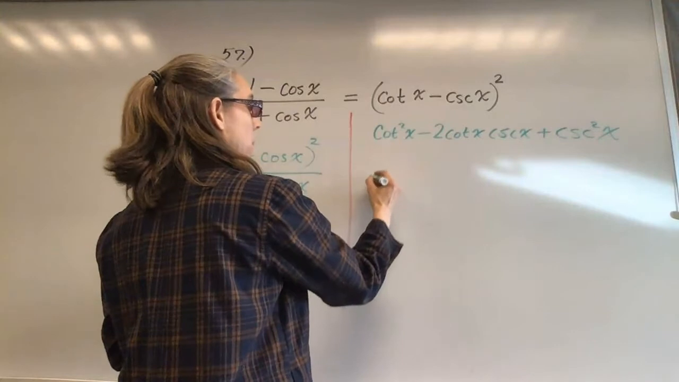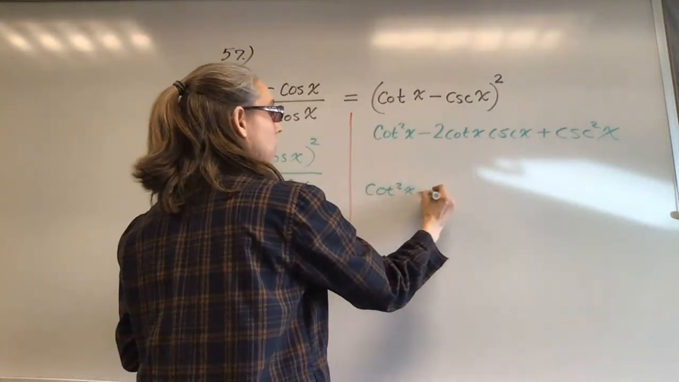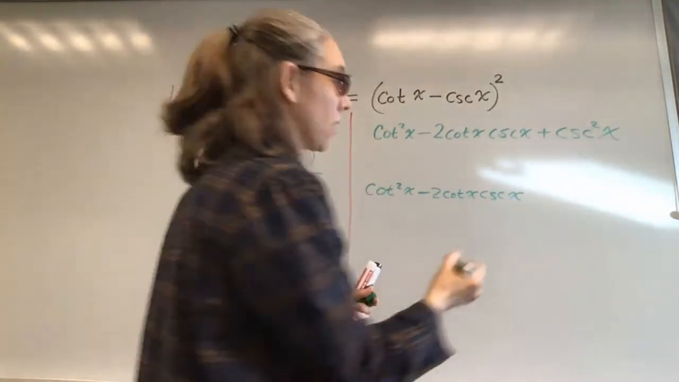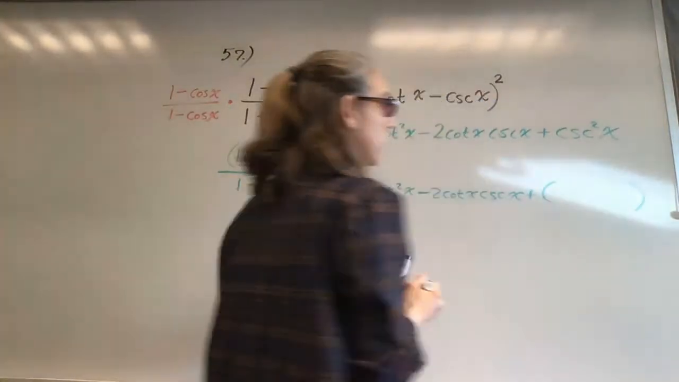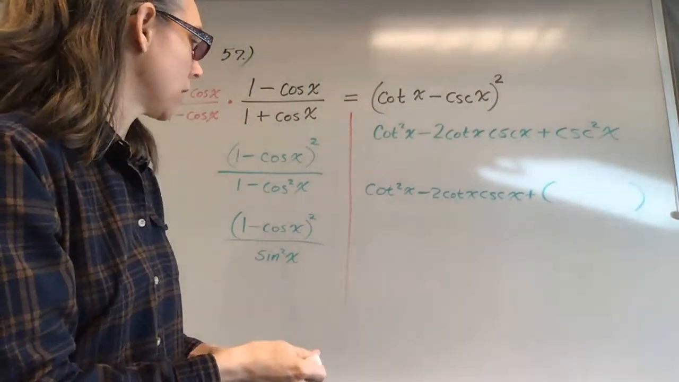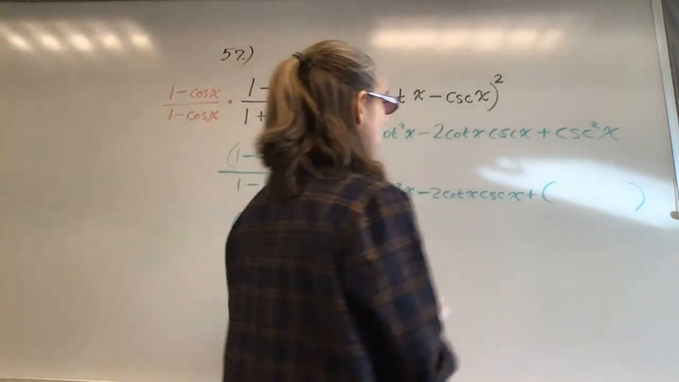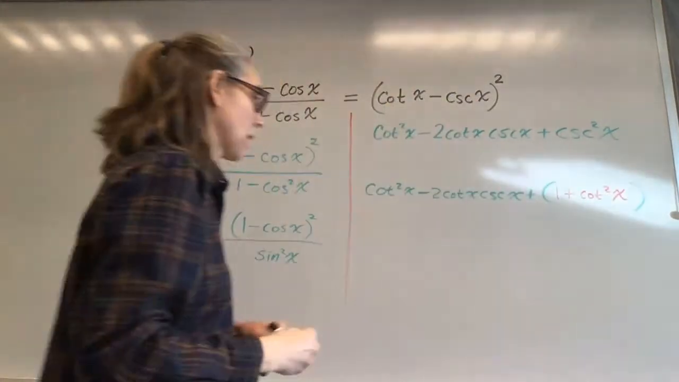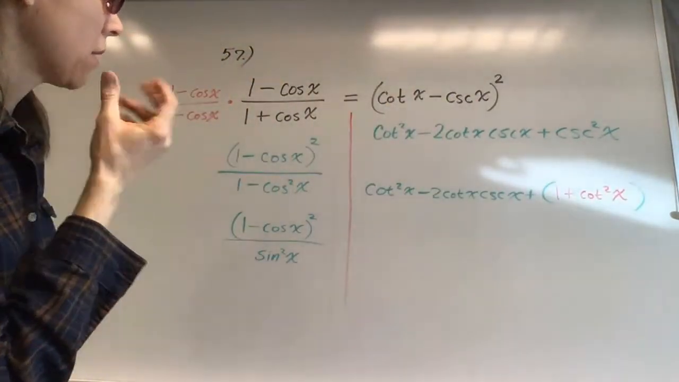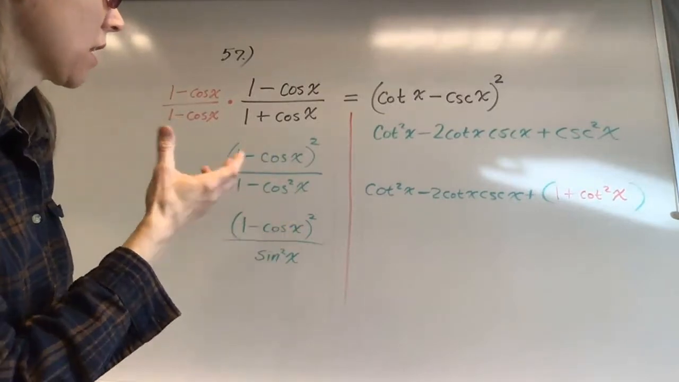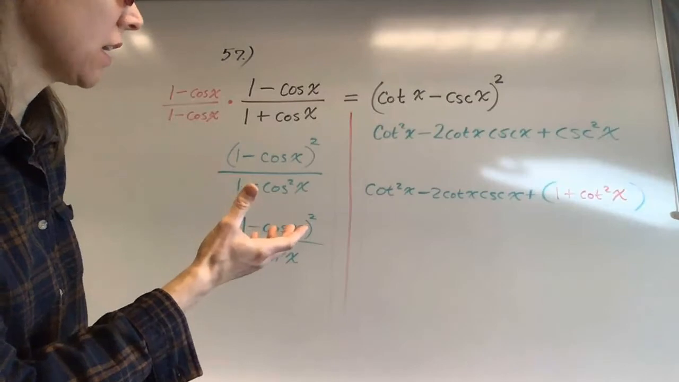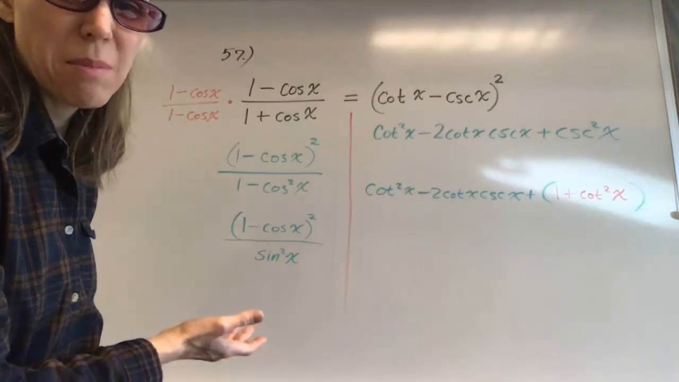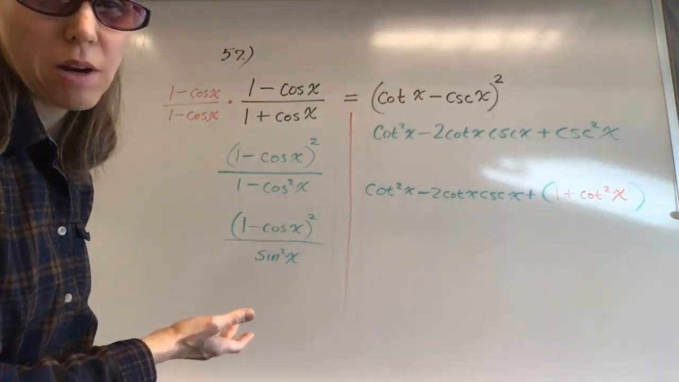So I have the same cotangent squared x minus 2 cotangent x cosecant x. And then here, I'm going to replace cosecant squared with 1 plus cotangent squared. Then at that point I can see, okay, good, now I'm going to have 2 cotangent squareds. I'm going to have a minus 2 cotangent x cosecant x. But then I have this 1 hanging around. So I think maybe that's really not helping me get to where I need to go.